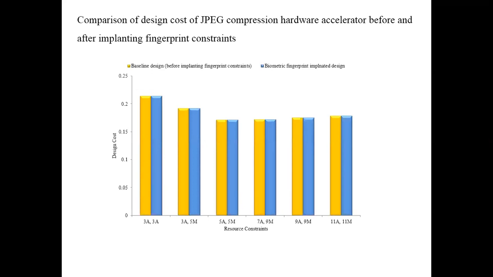If you compare the design cost of the JPEG compression hardware accelerator before and after fingerprint embedding, we'll see that mostly the cost does not change. This is a very good sign because it reflects that the overhead of the algorithm is almost trivial or almost zero. So that's one of the plus points of using the biometric fingerprinting approach for hardware security. Next slide, please.